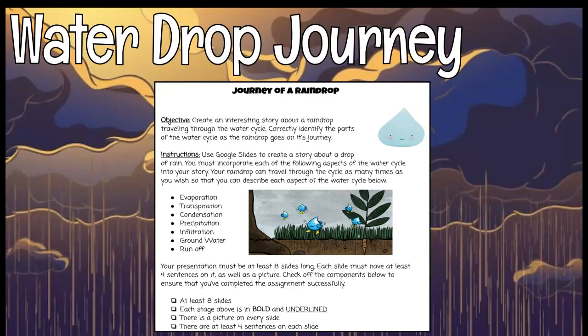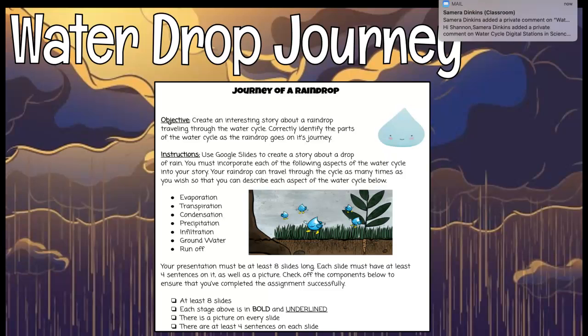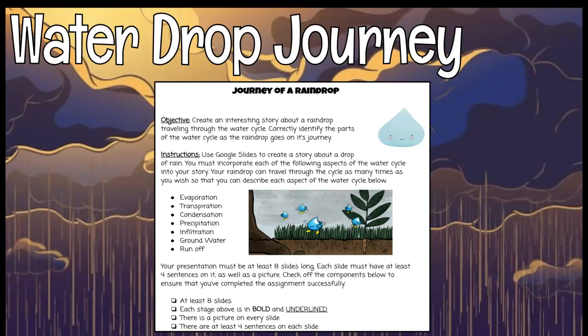All right. So here's what you're doing today. You are going to create an interesting story about a raindrop traveling through the water cycle. You're going to correctly identify the parts of the water cycle as your raindrop goes on its journey. You're going to use Google Slides to do this, and you have to incorporate each of the stages that are bulleted right here. Your raindrop can travel through the cycle as many times as it needs to, so you can get each stage of the water cycle represented in your story.